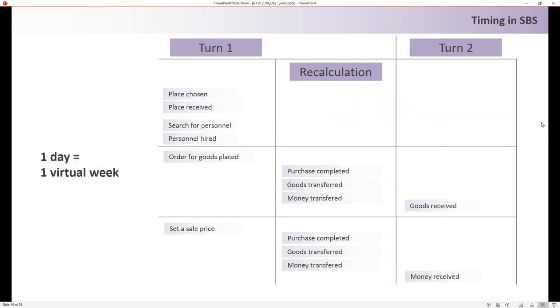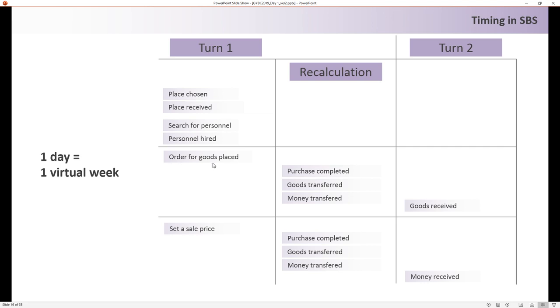Now, what is essential at this point, and very important, is that you have to take into consideration the timing in the Sephora Business Simulation. As you can see, the location and change of location, the size, as well as renting the store will happen during the same day or the same virtual week, right? Instantaneously. The same thing goes for the personnel. You will hire people instantaneously. But the goods you would order, as well as sales, require additional recalculation. So, in other words, another turn.